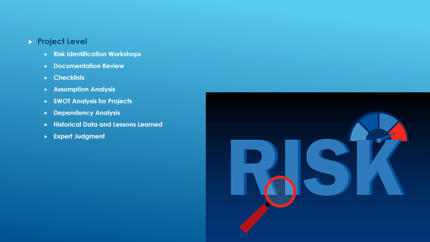Expert judgment. Seeking input from experts in relevant domains to identify risks that might not be apparent to the project team. This can be handled using expert judgment. So expert judgment involves seeking input from experts in different and relevant domains to identify potential risks that might not be apparent to the project team.